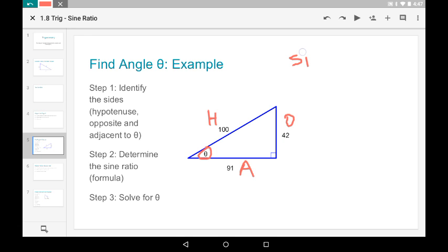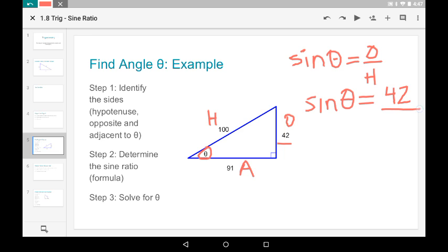Step two, the sine ratio. Sine of theta equals O for opposite over H for hypotenuse. And we have sine of theta is equal to, well, our opposite is 42. Hypotenuse is 100, so we have 42 over 100 on the right side.